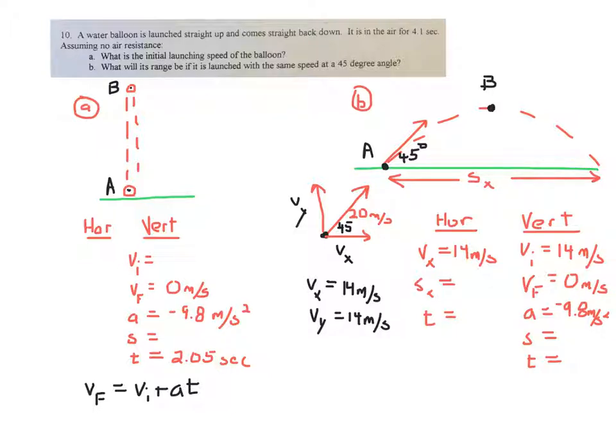Draw your diagram. This is technically not a projectile. Well, it's a projectile. It's an uninteresting projectile in the sense that it has no horizontal motion, so I don't have anything over here in this column for horizontal because it's just going straight up and straight back down. So all I have to worry about is the vertical part of the motion.